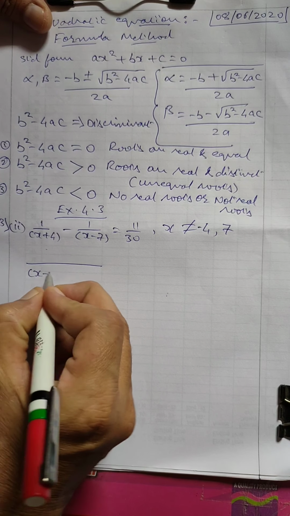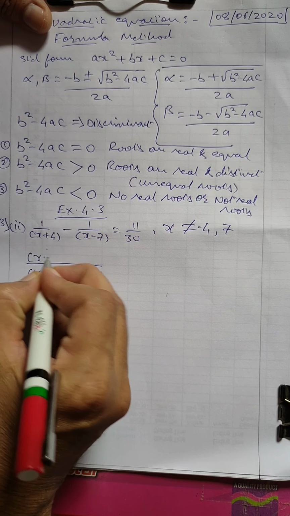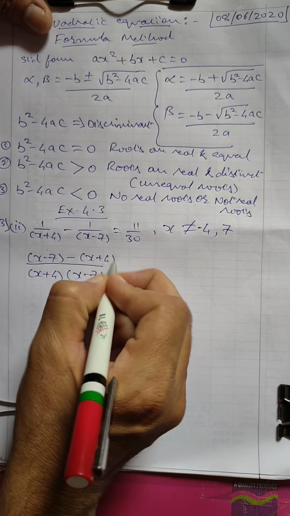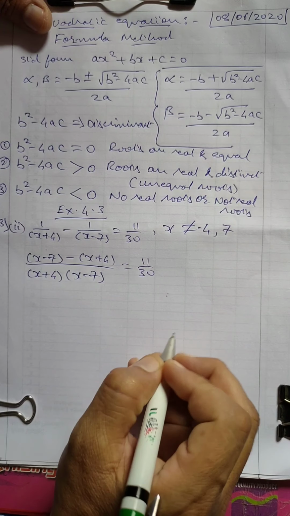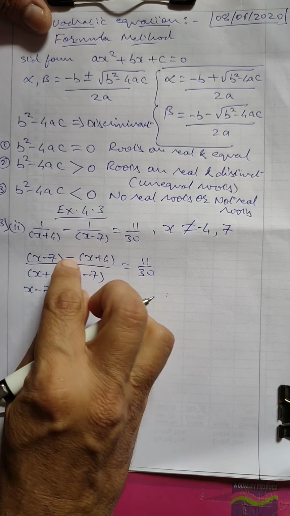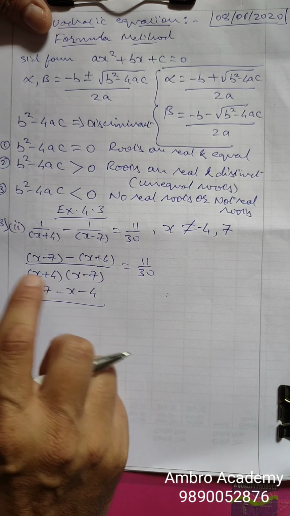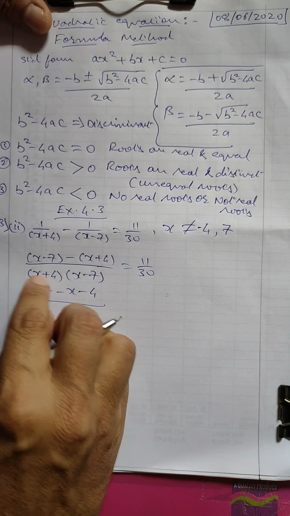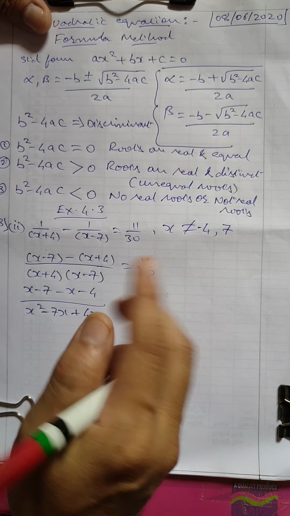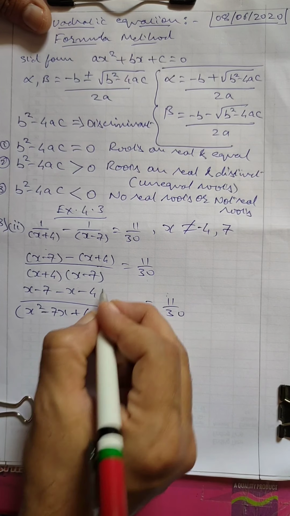So what we will say: (x + 4)(x - 7). 1 into (x - 7) is x - 7, minus 1 into (x + 4) is x + 4, is equal to 11 upon 30. Now we need to open the bracket. x - 7 - x - 4, whole divided by, we are going to solve this: x into x, x square, x minus 7x plus 4x, plus into minus 7 4s are 28, is equal to 11 upon 30.